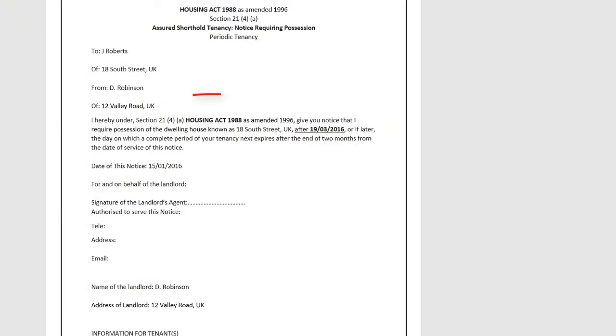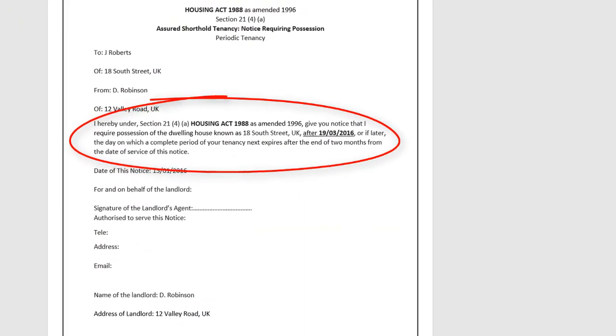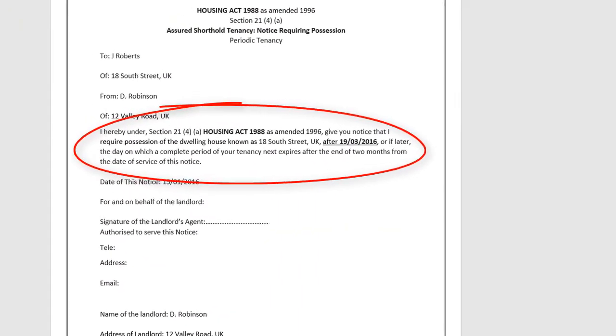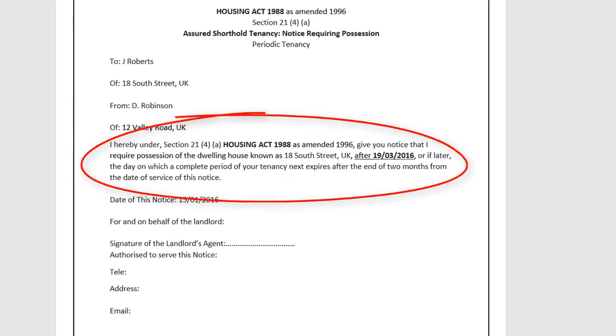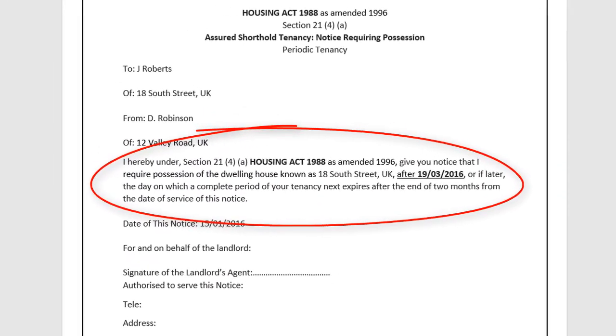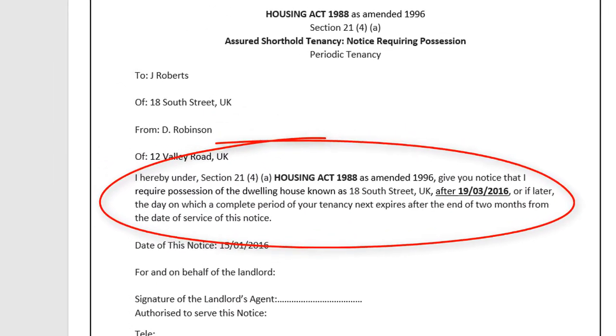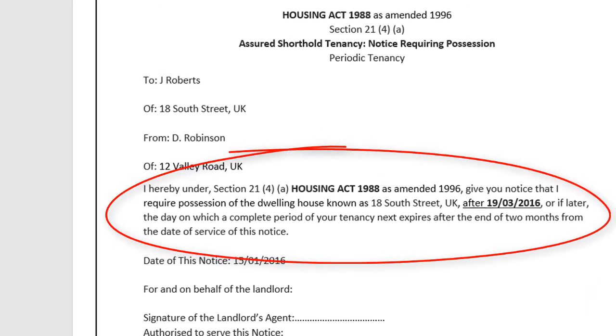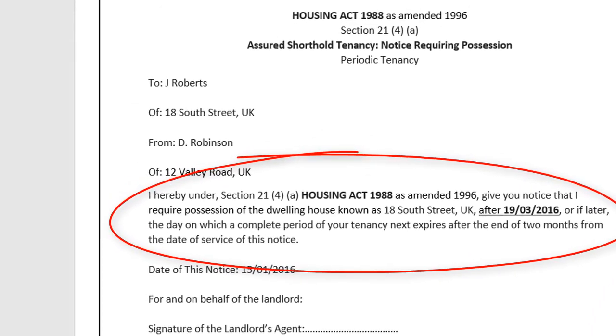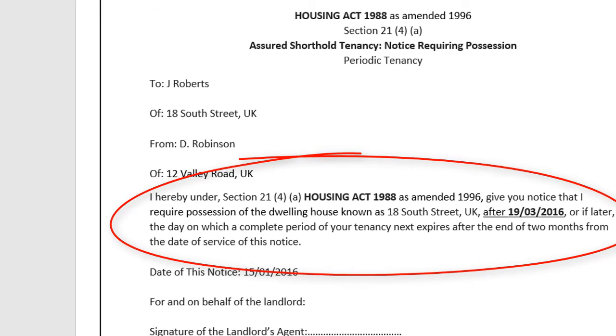As you can see from the example, this is a standard sentence that you can amend and put in your notice: I require possession of the dwelling house after, you need to put the required date here, or if later, the day on which a complete period of your tenancy next expires after the end of 2 months from the date of service of this notice.